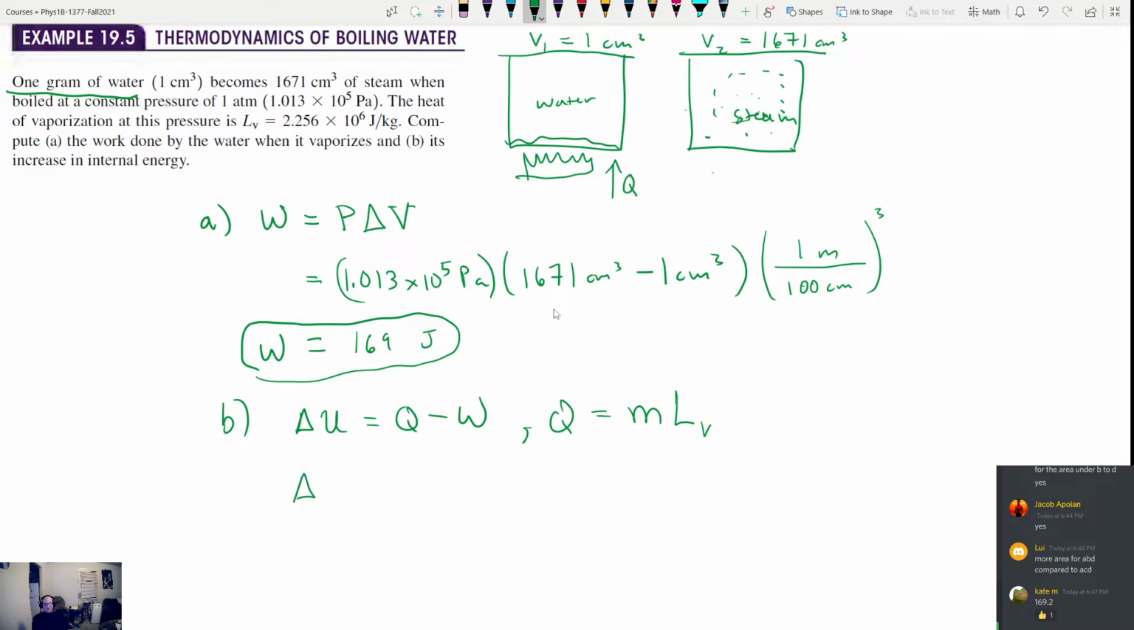So we can say that the change in internal energy should be equal to the mass, m, which will be 0.001 kg, multiplied by the latent heat of vaporization, which is given as 2.256 times 10 to the 6th joules per kilogram. And then subtract from this the work that we calculated here, 169 joules. And that will give us our answer.